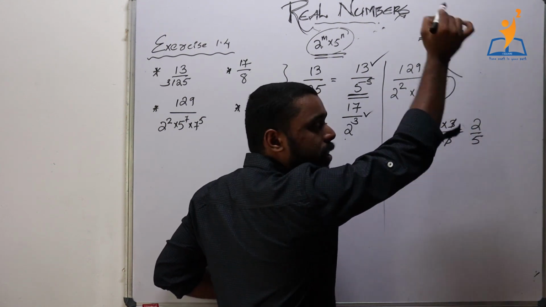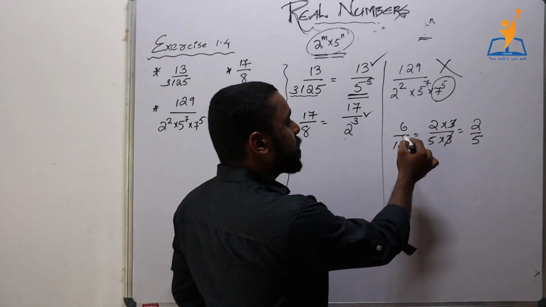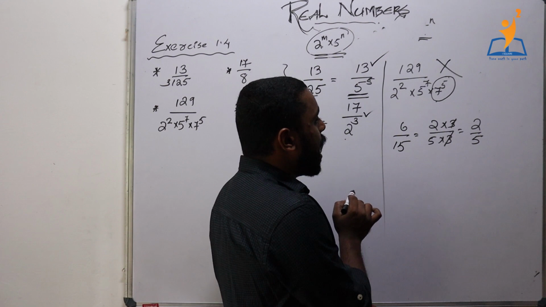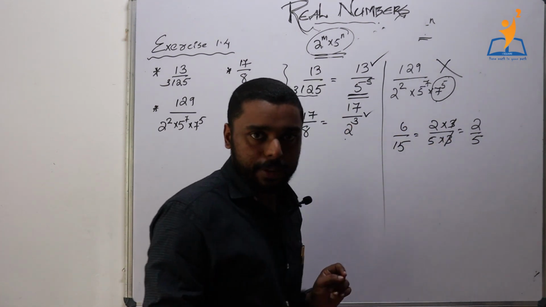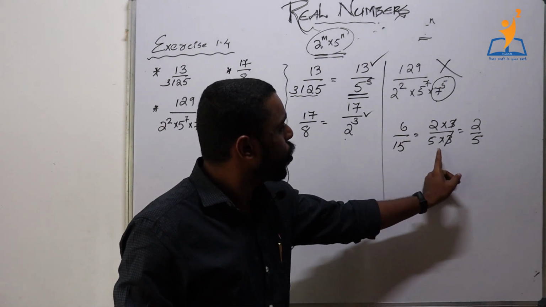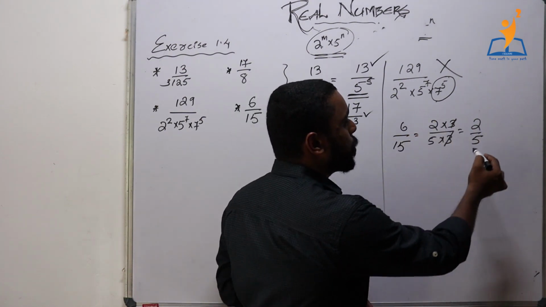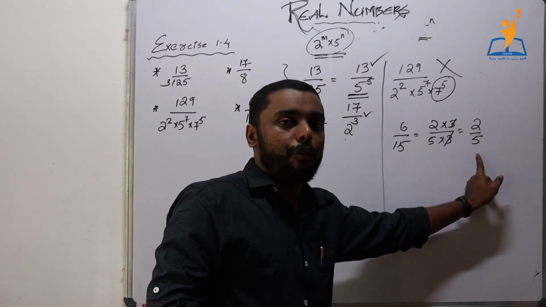So this will not have a terminating decimal expansion. Now the last question: 6 by 15. We know that 6 by 15 can be represented as 2 into 3 over 5 into 3. 6 equals 2 into 3, and 15 equals 5 into 3, and we can cancel 3. After all the cancellation, the simplest form is 2 by 5. So 6 by 15 is nothing but 2 by 5.